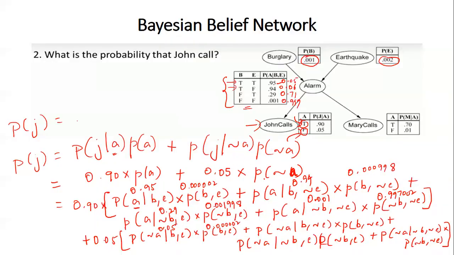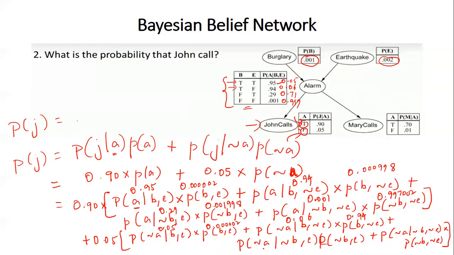So what's the probability of not having an alarm given that there is a burglary and no earthquake? This is 0.06. And what's the probability of having burglary and no earthquake? Having burglary and no earthquake is nothing but the same thing, 0.000998.